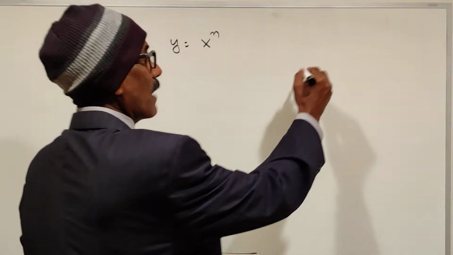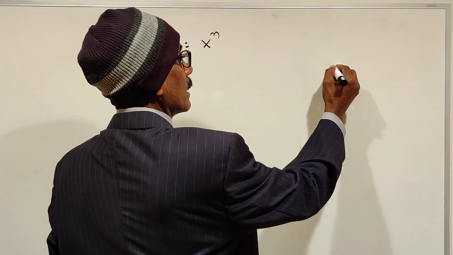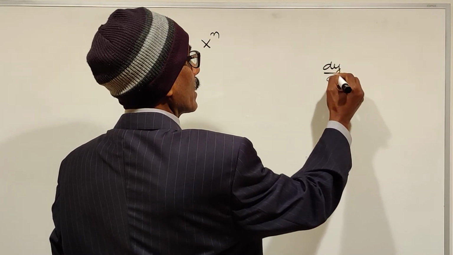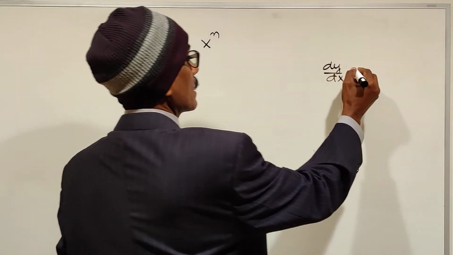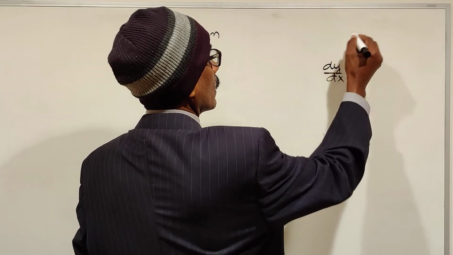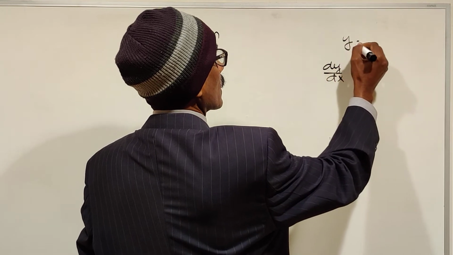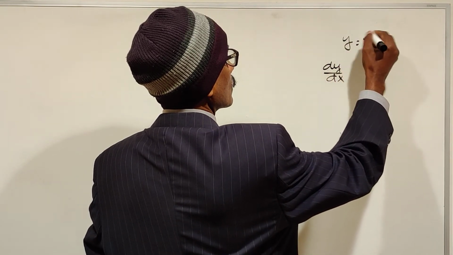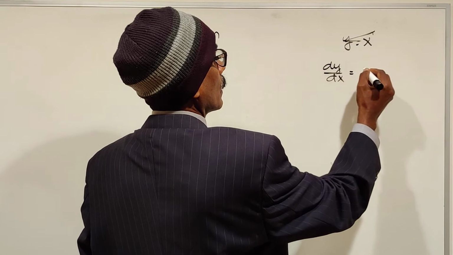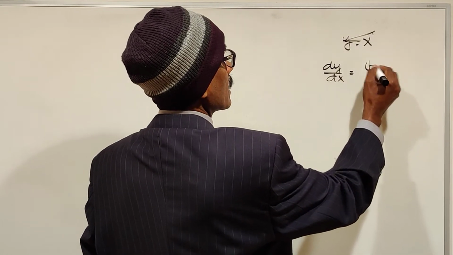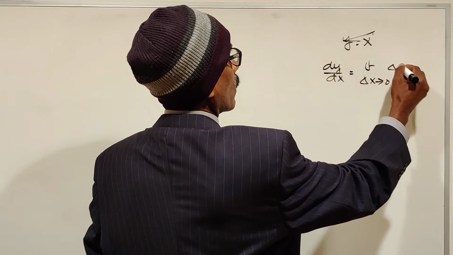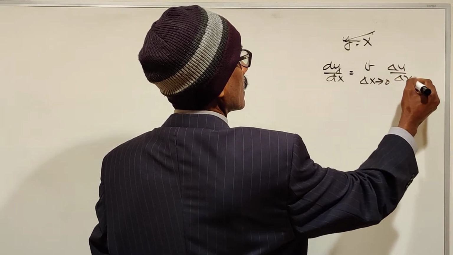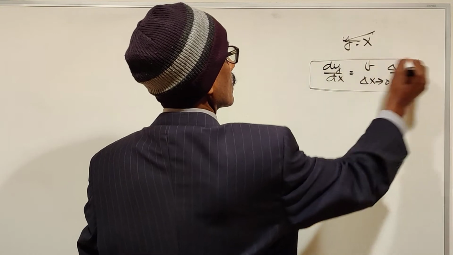Okay? See, our formula is dy by dx. We are going to find out derivative of y with respect to x. dy by dx, y is equal to x raised to n. So dy by dx is equal to, what is the formula? Limit delta x tends to 0, delta y by delta x. This is the formula. Okay?